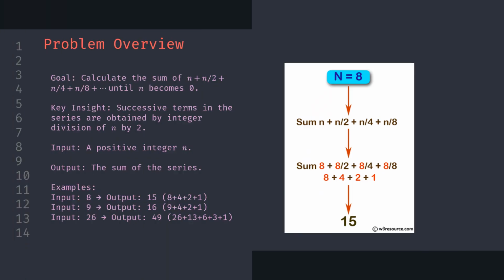The goal is to calculate the sum of a series where each term is derived by dividing the previous term by 2, with only the integer part of the division being considered. For example, where n is 8, the series is 8 plus 4 plus 2 plus 1, which gives you 15. For when n is 26, the series is 26 plus 13 plus 6 plus 3 and plus 1, which gives you 49.